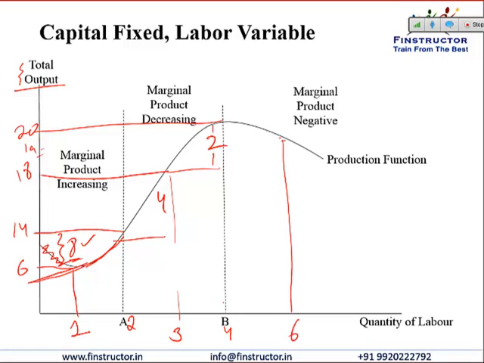This was our example of capital fixed and variable labor, the relationship between the total output and the quantity of labor. Remember, initially there is specialization of labor happening. We have enough machines, so we have enough capital. So adding labor really helps. But after a point, adding more and more labor won't help because capital is fixed. So the marginal product will start to decrease. Beyond a particular point, it may also become negative.